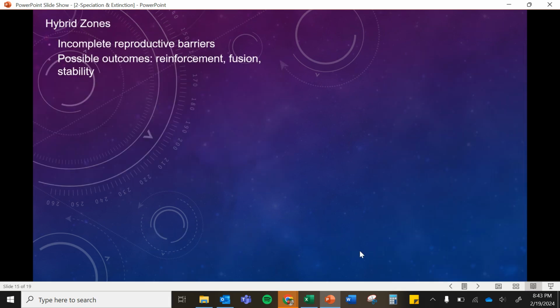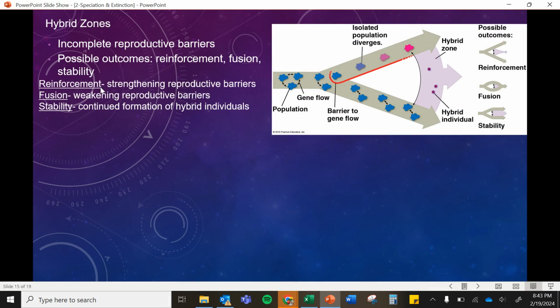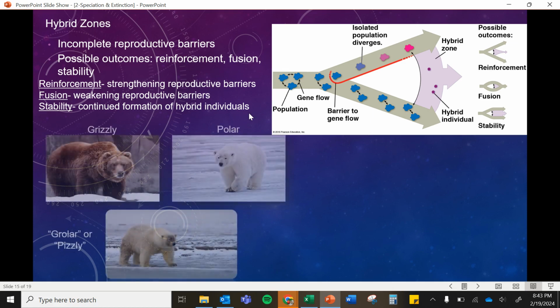Okay, and now we're going to talk about hybrid zones. This is where we're having incomplete reproductive barriers, where some organisms or some species of two different populations are able to interbreed some. And we can either have reinforcement, fusion, or stability. Reinforcement is when we're going to strengthen those reproductive barriers and they will end up being two different species over time. We can weaken those reproductive barriers and over time they join and become one species, or we can have stability where we're going to continue to have that hybrid, that offspring that's produced.